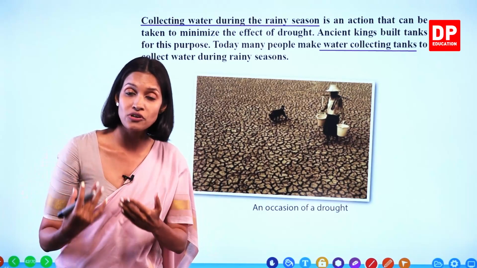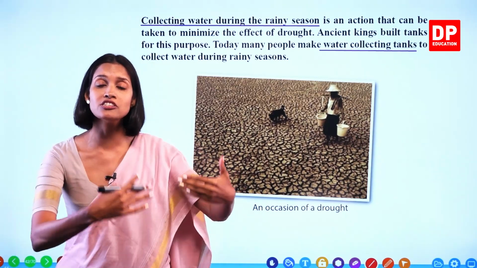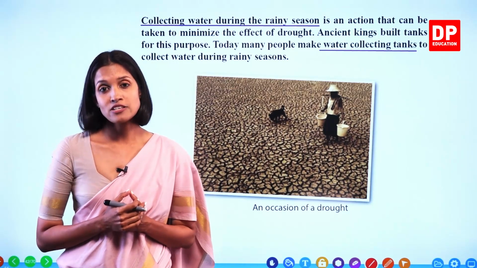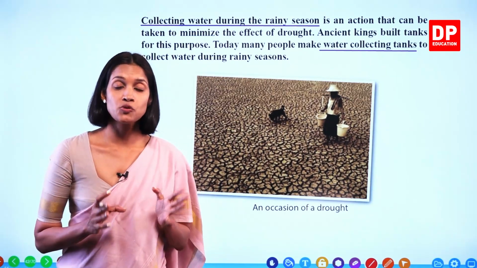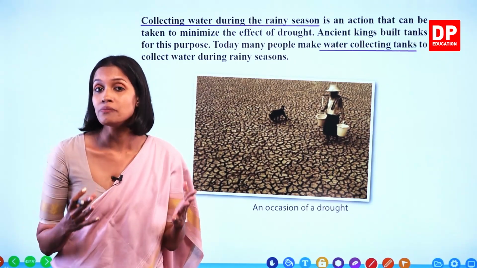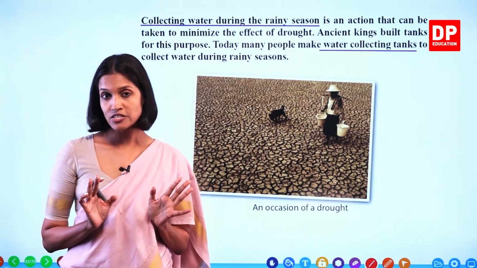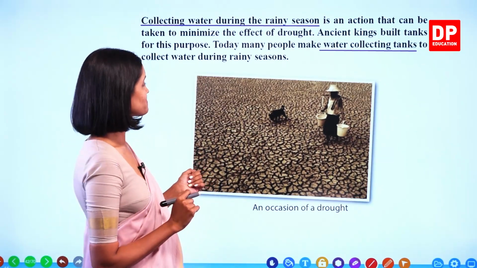If we cut down trees and clear the forests, what will happen? We have to expect longer drought seasons. Right, children? Therefore, as I told you all before, we also have to do our part in minimizing the effects of these types of natural disasters. Right, children? We'll move on to the next.